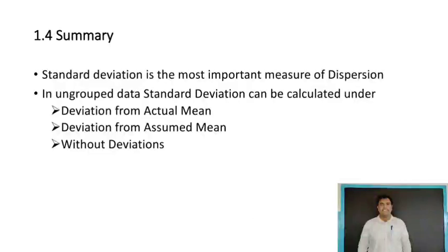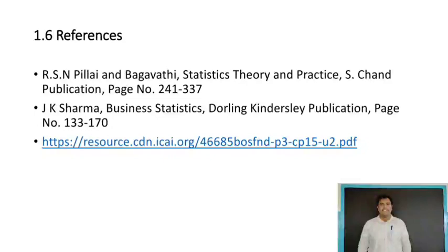So if I like to summarize, standard deviation is the most important measure of dispersion in ungrouped data. Standard deviation can be calculated under deviations taken from actual mean, deviation taken from assumed mean, and also without taking any deviations. These are the references that are made.